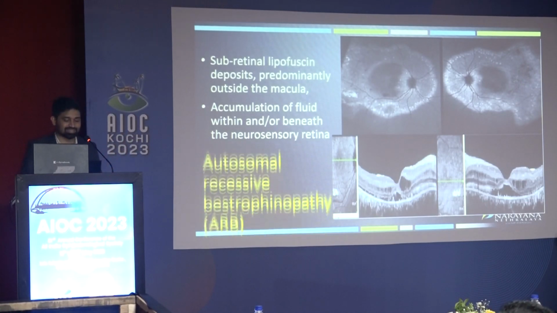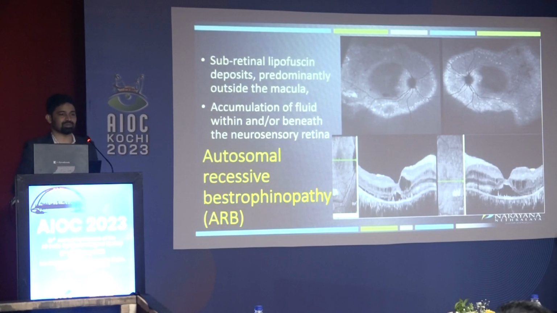Fine, anyway. So this is a case of autosomal recessive bestrophinopathy, which is a new entity. I'm showing you this because you may come across these kinds of cases. You should not misdiagnose. The first case I showed was a Best disease, a dominant Best disease, where only one gene was mutated. This is a recessive disease, where both genes are mutated, because of which the disease is relatively aggressive in these cases.